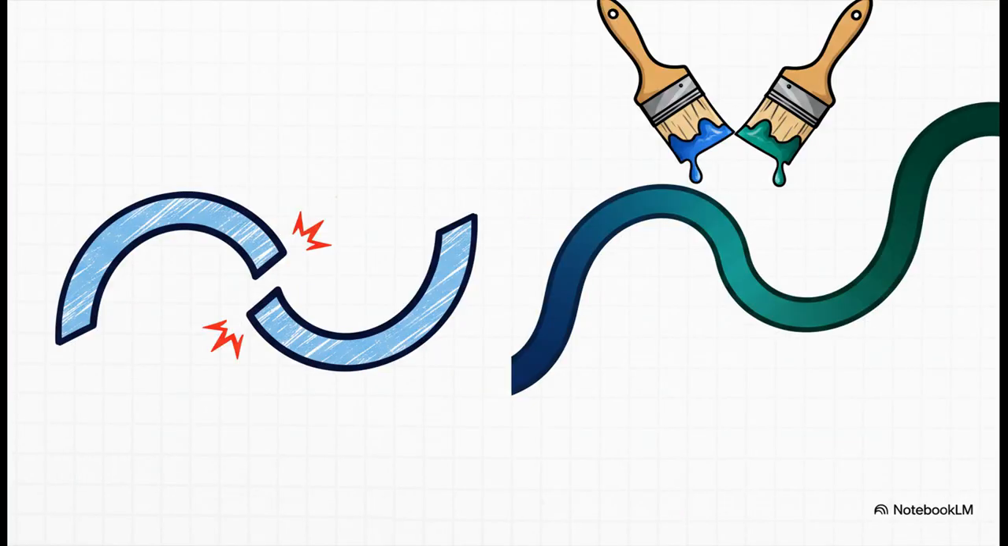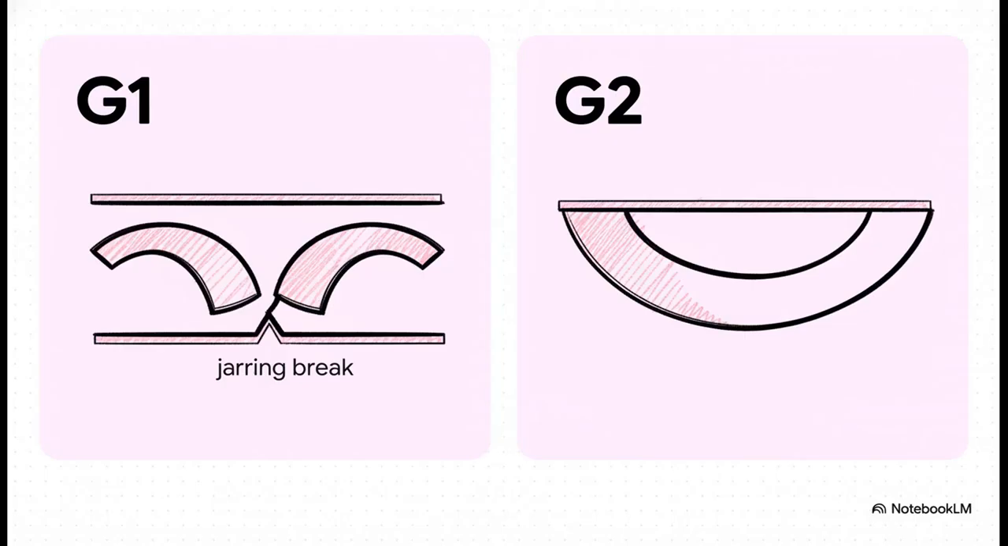Well, the answer is a concept called continuity. See, it's not enough for two curves to just meet up. The real magic is in how they meet. Imagine you're blending two shades of paint. You don't want a hard line between them, right? You want a super smooth, gradual transition. That's exactly what designers are aiming for with their surfaces. And this is where it gets really, really cool.